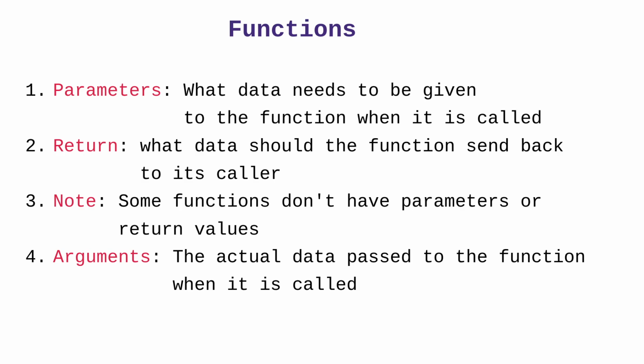Okay, now one thing that trips up beginning programmers is the difference between a parameter and an argument. As we progress through this lesson, we will see the clear difference. But for now, just think of it as parameters are sort of placeholders, and arguments are the actual real data that is passed in.